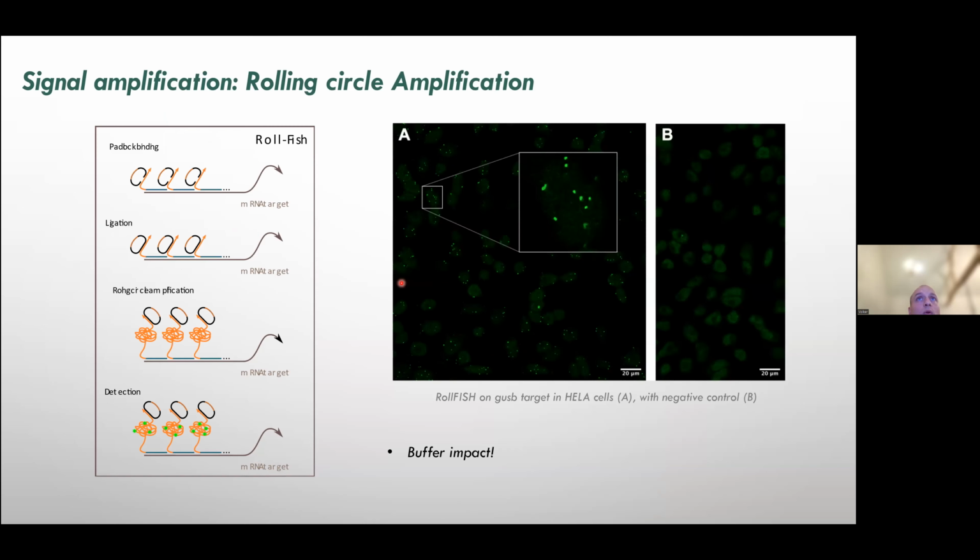So we move this to rolling circle amplification. Rolling circle amplification, I won't go into details, but this is basically a padlock probe that you add, and then you start doing an amplification of a continuous bundle of DNA, a rolony, and this can then be stained fluorescently and to give you a signal. And here is an example of GUSB in HeLa after expansion with its negative control. And you can see nicely clear spots of an RNA that is less abundant.